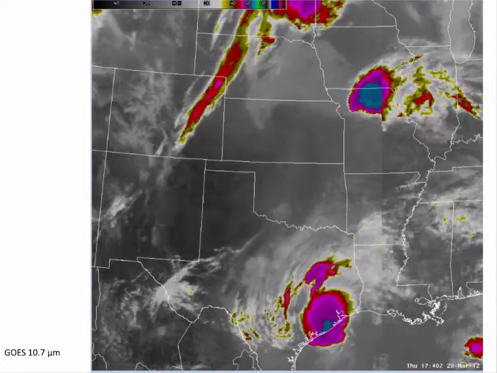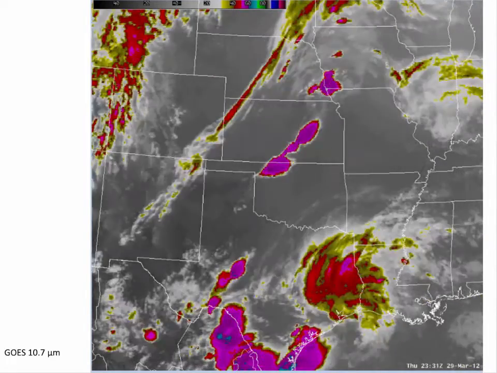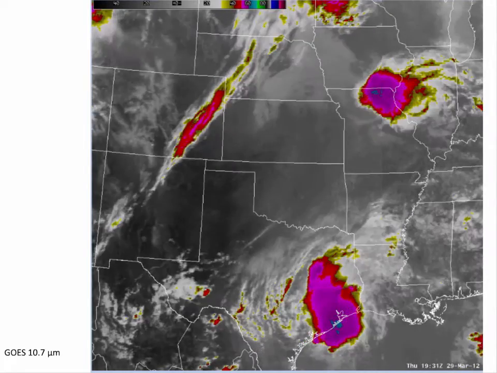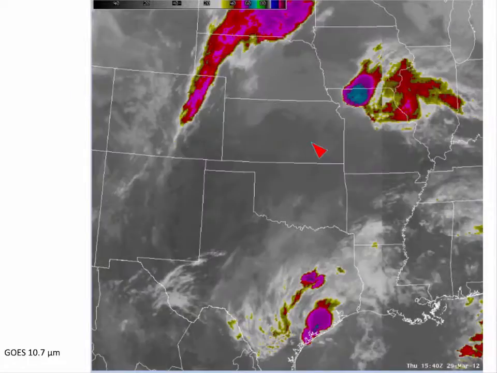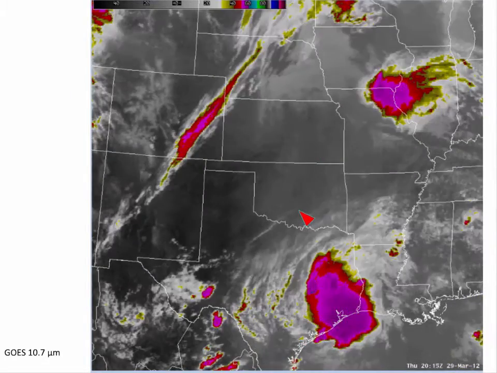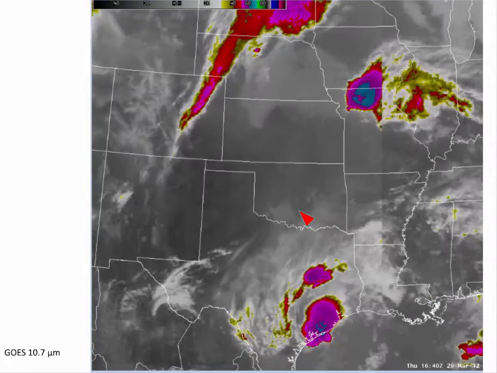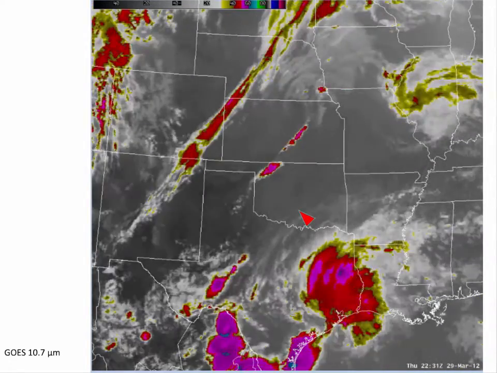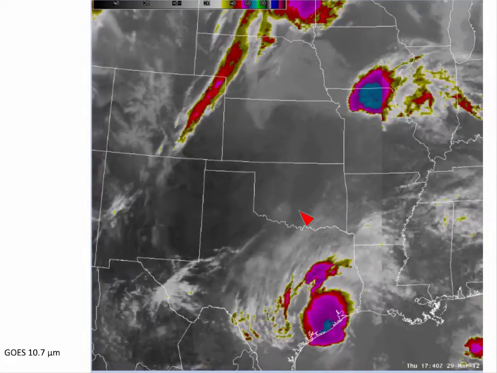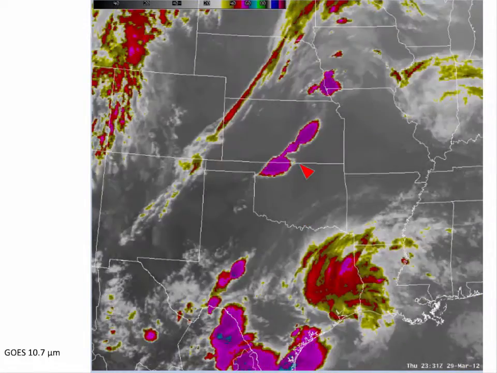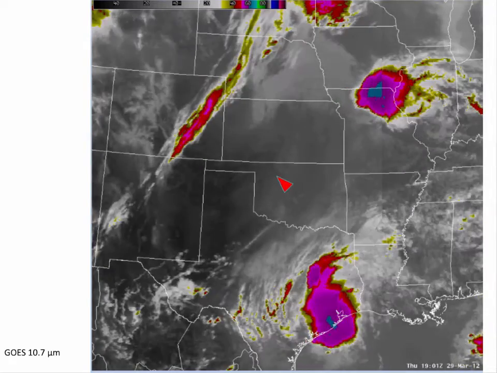Here's the GOES 10.7 micron imagery, and you can see in agreement with the model output, much of the stratus that we saw across the plains has dissipated by midday, allowing for sufficient insolation and destabilization to take place for thunderstorm development from Nebraska down into Oklahoma.